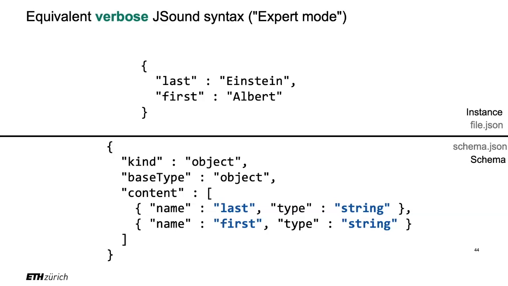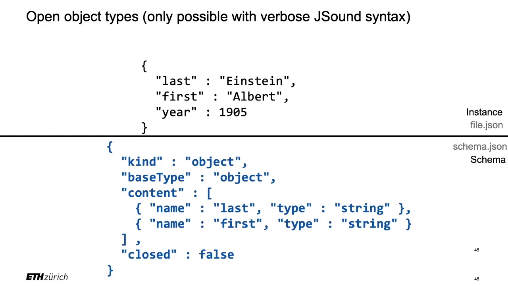If you use the verbose syntax, in that case, we say we have an object, the base type is object, the content must have name, type, and so on, right? So the name of the key must be last, the type must be a string, and then the key first must be associated with a string. It's very verbose, right? But with this verbose syntax, I have more power because now I can add this closed false, and that basically means that I'm allowing for extra fields. If I do this, then it means, so closed true would be you're not allowing, closed false would be you're allowing for extra fields.